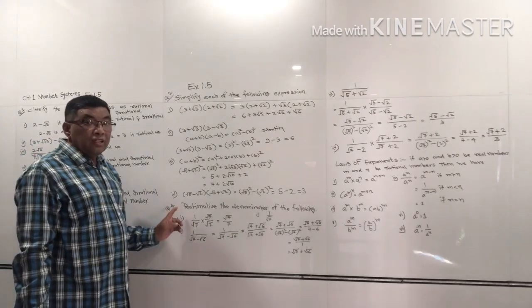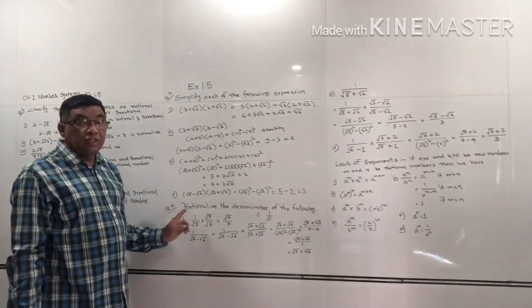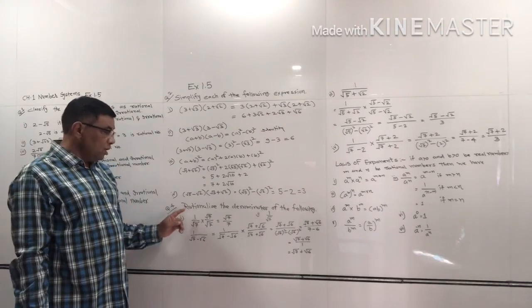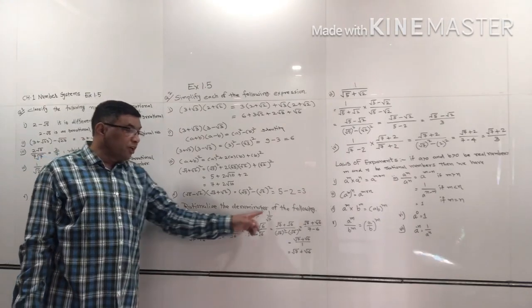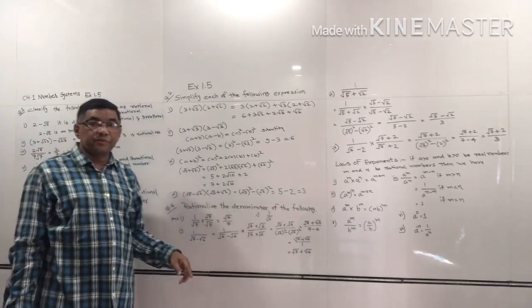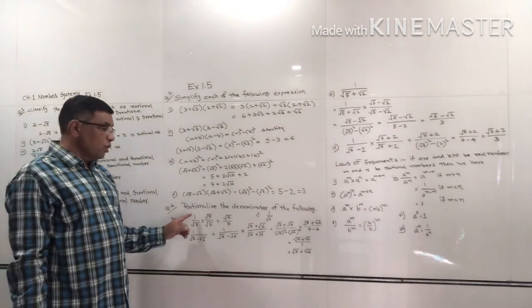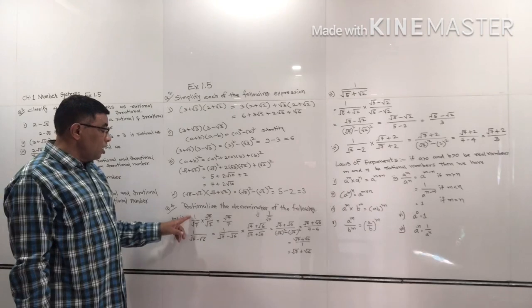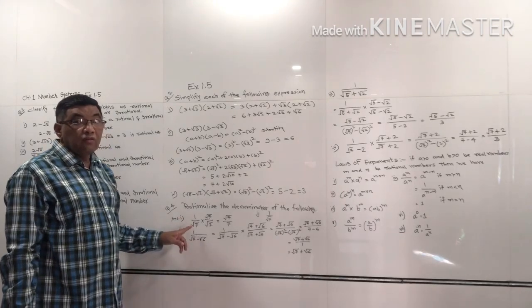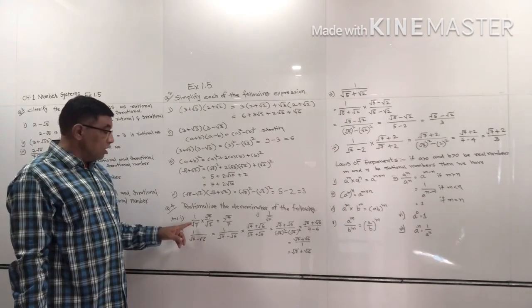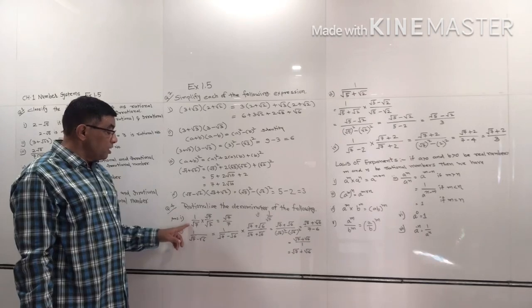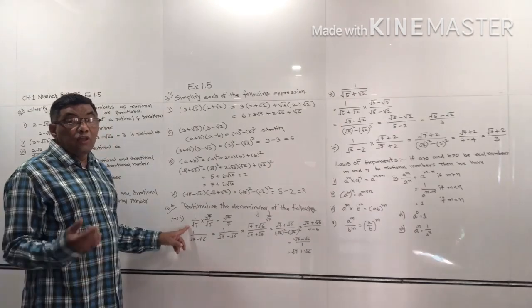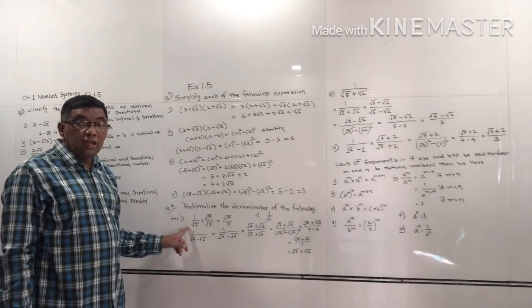Now we see the next question 4, which is based on rationalizing the denominator of the following. So here we have to rationalize the denominator. So first one is 1 upon root 7. We want to rationalize this denominator. The denominator is irrational here. We want to convert it into a rational denominator.